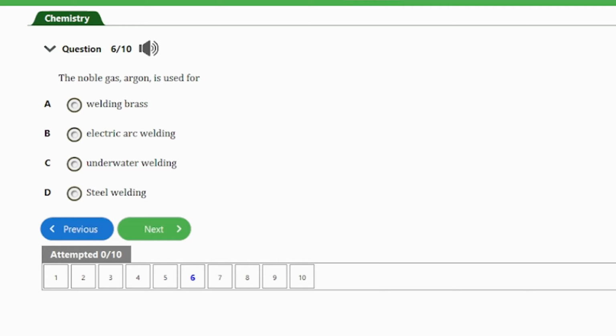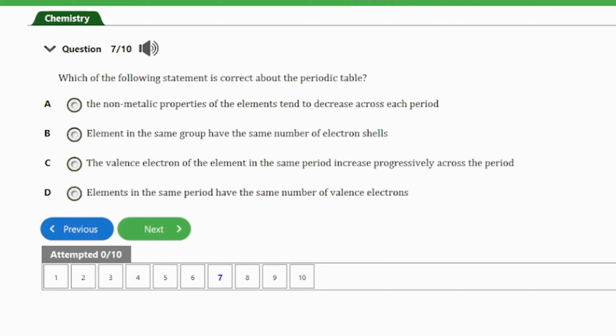So guys, this prevents oxidation and other chemical reactions that could weaken the weld. So that's it for that question. Let's consider the next question.